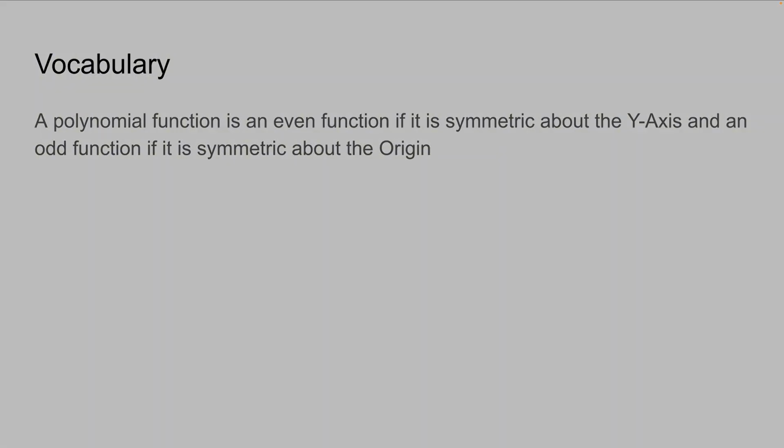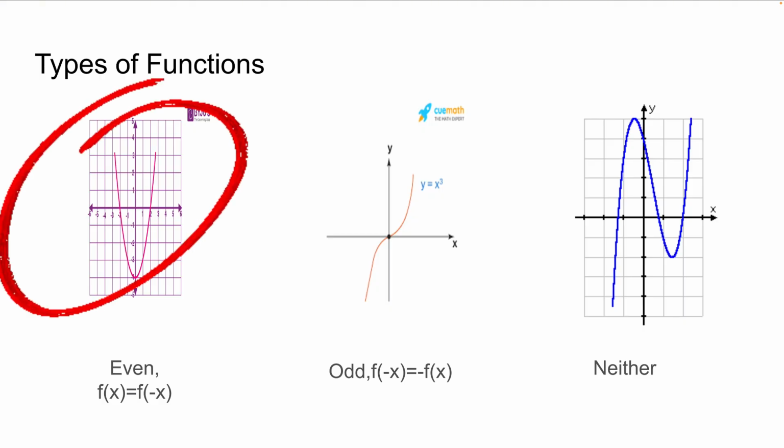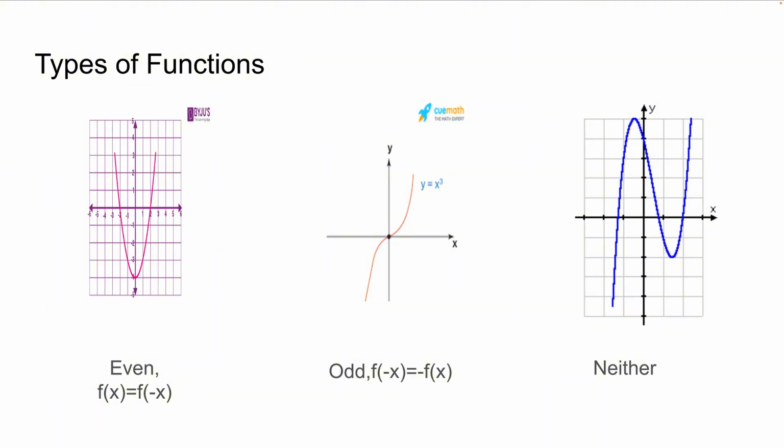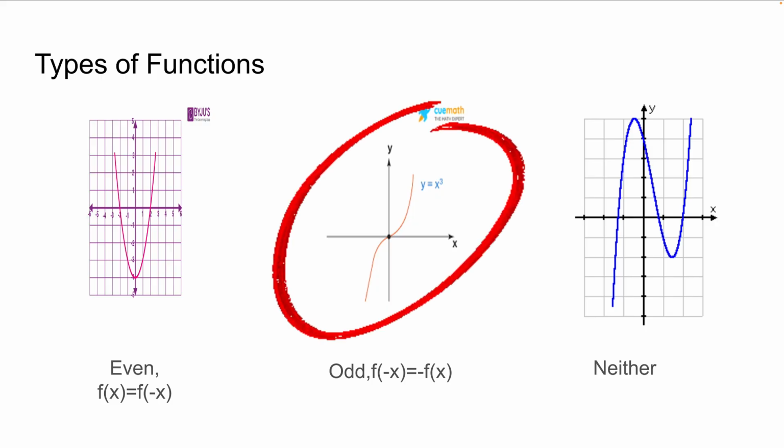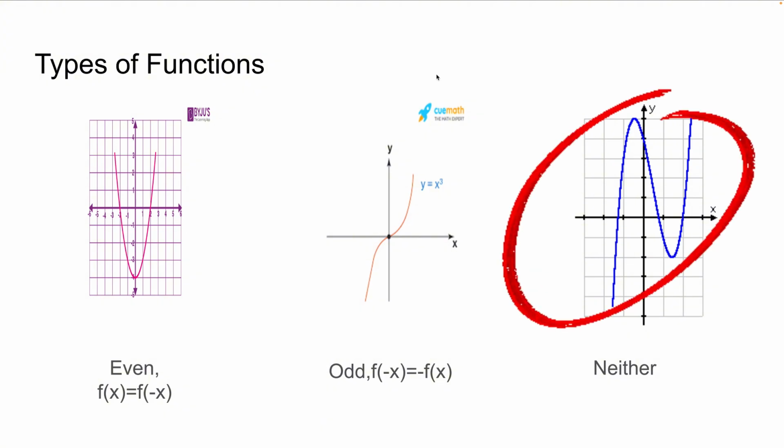Okay, next slide. Now here we have the types of functions. On the left-hand side, we have an even function. You can see it looks like a parabola. On the middle function, we have an odd function. And on the right-hand side, we have a function that is neither odd nor even.